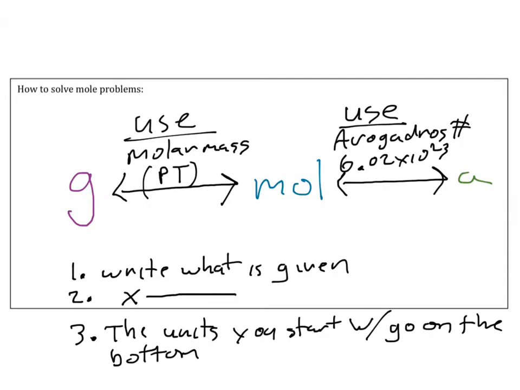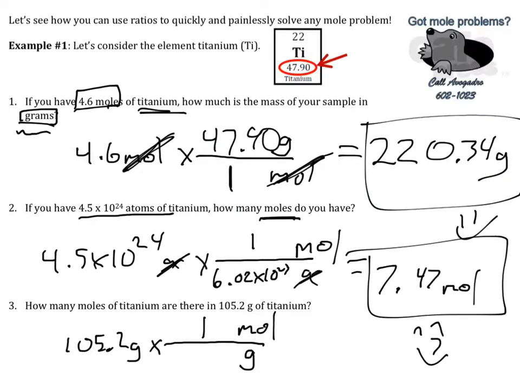Now, what do we use when we go between grams and moles? We use the molar mass, which we can find on the periodic table. And again, we're dealing with titanium, which happens to give us the molar mass right there. It's this number right here that is the molar mass. So the atomic mass is the molar mass, which is the amount of grams there are in 1 mole.